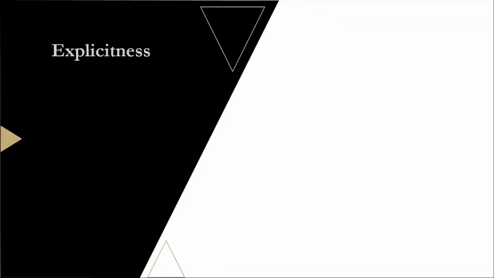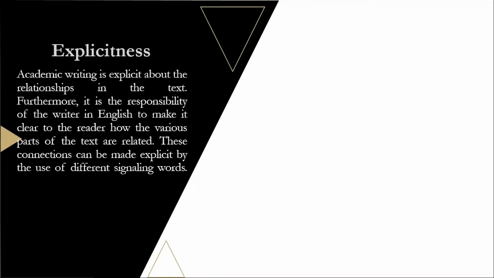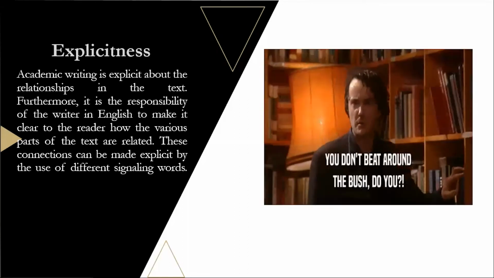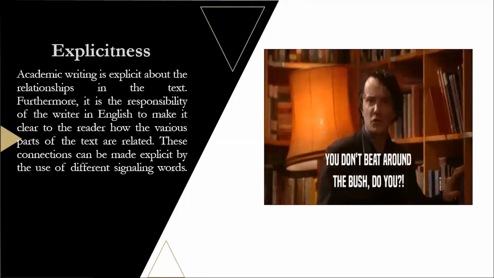The next one, explicitness. Academic writing is explicit about the relationships in the text. Furthermore, it is the responsibility of the writer in English to make it clear to the reader how the various parts of the text are related. These connections can be made explicit by the use of different signaling words. Academic writing follows short yet clear. Make sure you're not beating around the bush.